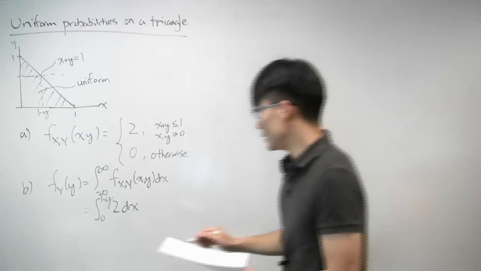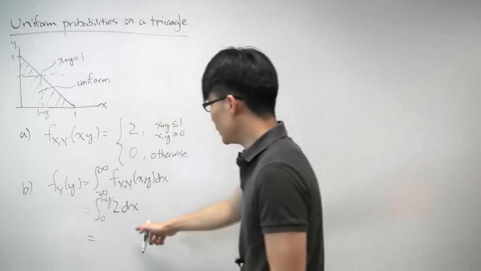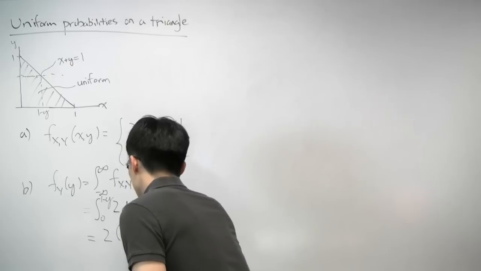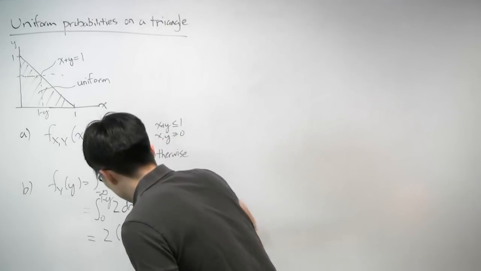And then the rest of it is pretty simple. You integrate this. It's a pretty simple integral, and you get that it's actually 2 times (1 minus y). That's a function of y.